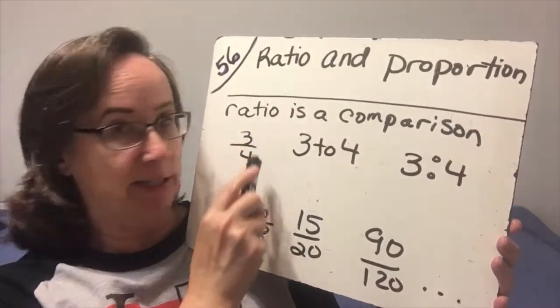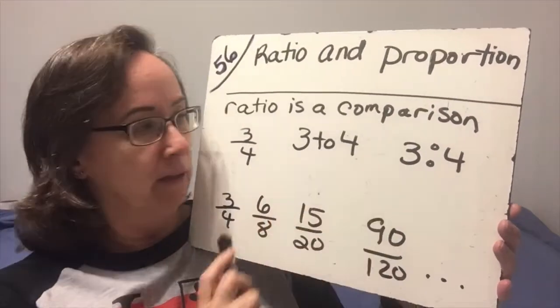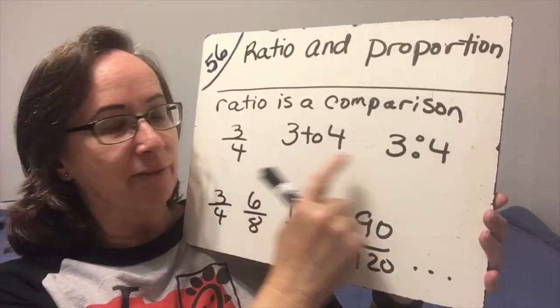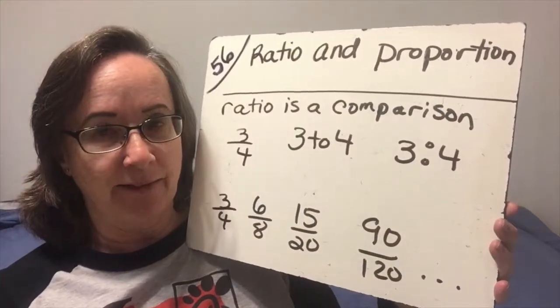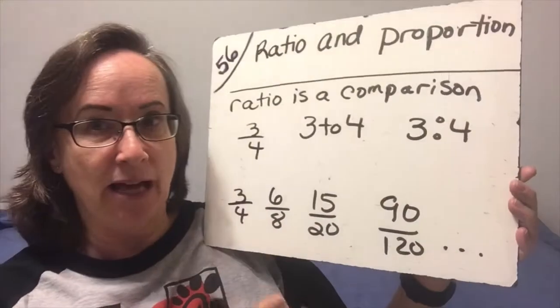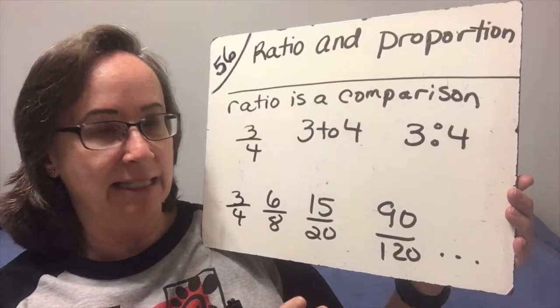We could write 3 to 4, which is a fraction, or 3 to 4, or 3 with a colon and 4, and all of these mean exactly the same thing. They're all ratios of 3 to 4. Now, sometimes equivalent ratios are in different forms and not simplified.